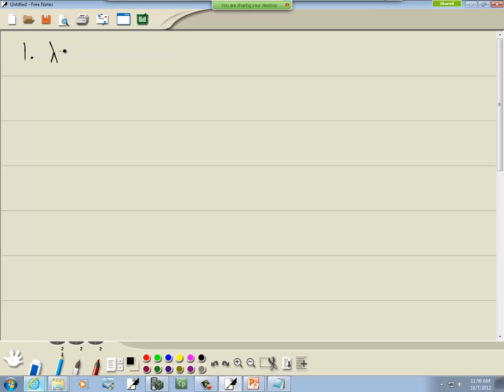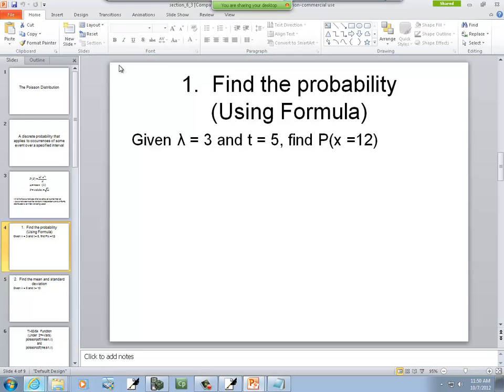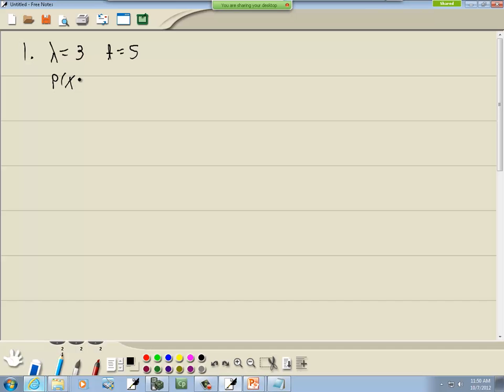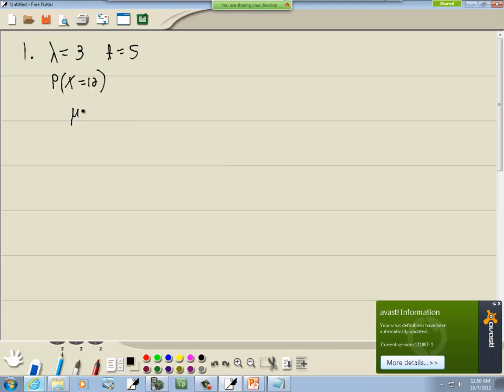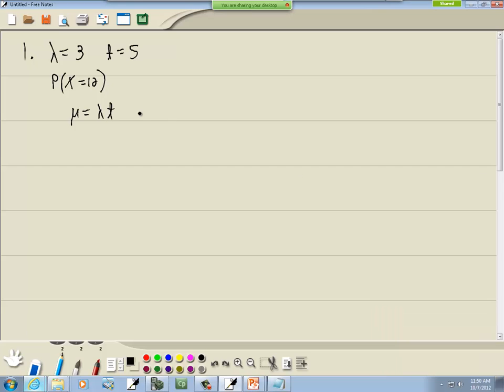Okay, we've got lambda is equal to 3, and that's a Greek letter. T is equal to 5, and it wants us to find the probability that x is equal to 12. Let's go back to our formula. For our formula, we need mu, so let's find that first. Okay, mu is equal to lambda times t, which is 3 times 5, which gives us 15.